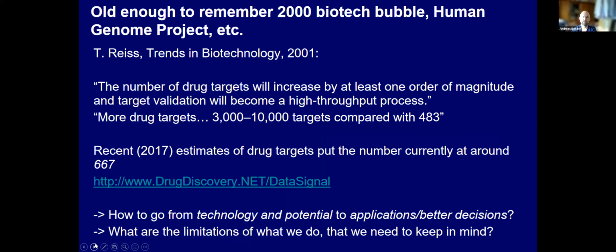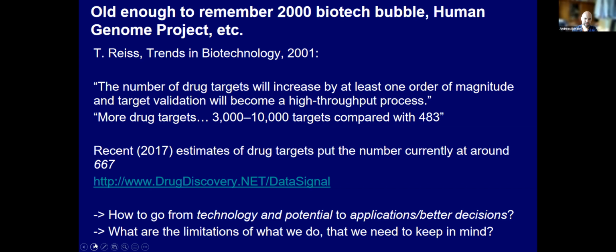2000. So that was the second era of computers in drug discovery, right? I'm still old enough to remember that. In many cases, you have a technology and you have some type of hype cycle. So around 2000, the human genome sequence was published. This is what 1 year later was written in a review article, 2001: the number of drug targets will increase by at least 1 order of magnitude. Target validation will become a high throughput process. There will be 3,000 to 10,000 targets compared with 483 at the time. So a huge number.